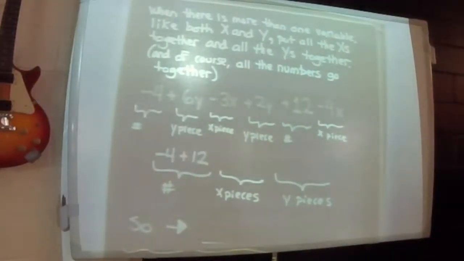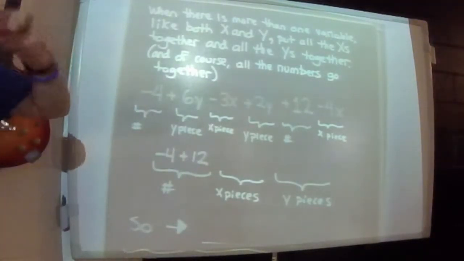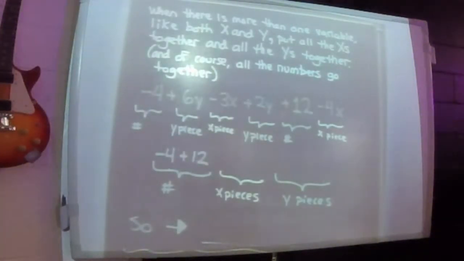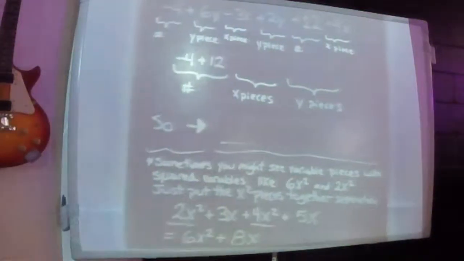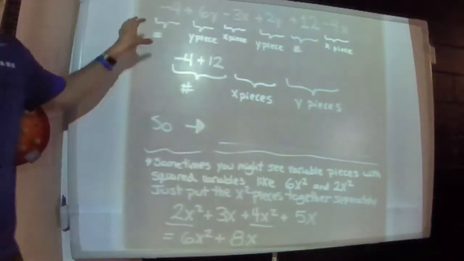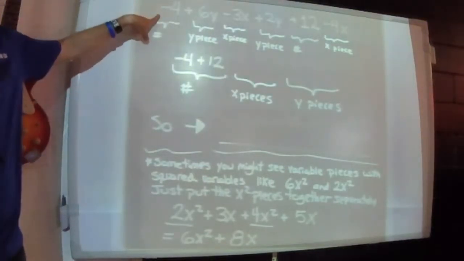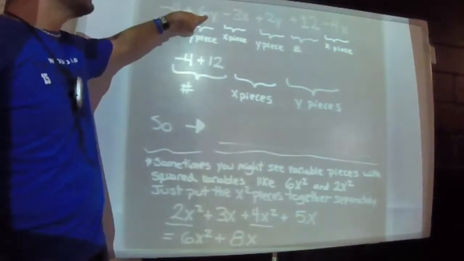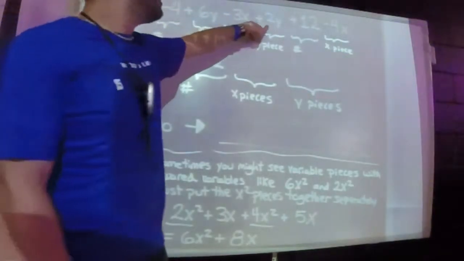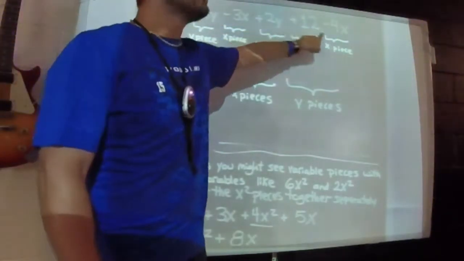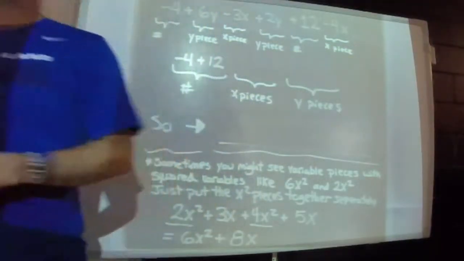All right, sometimes it's not just 2 types of pieces. It's not red and blue Legos. Sometimes there's 3 pieces. On this expression, there's X's, there's Y's, and there's numbers. So think of them as X pieces, Y pieces, and number pieces. So when you look at the expression, you just identify each type of piece. A number piece, a Y piece, an X piece, a Y piece, a number piece, an X piece.